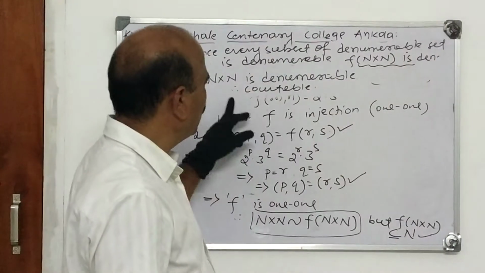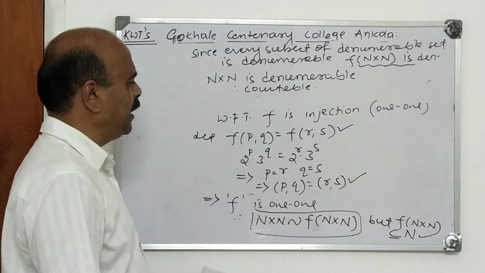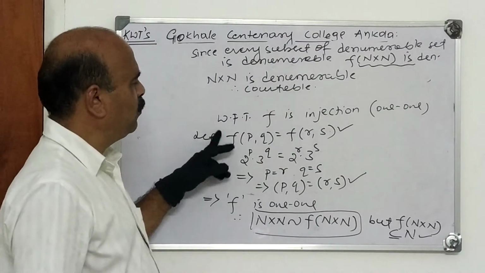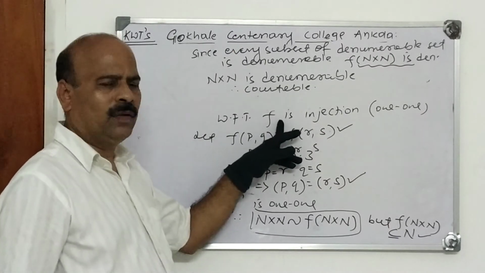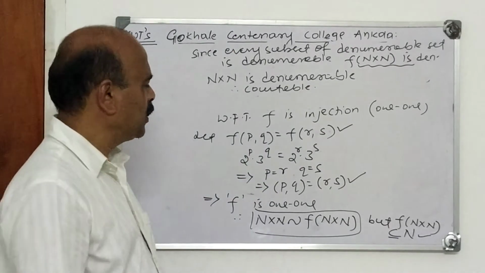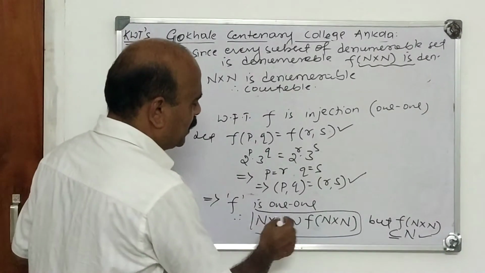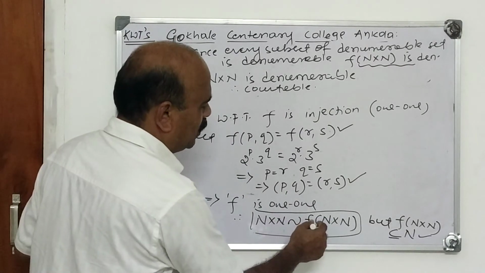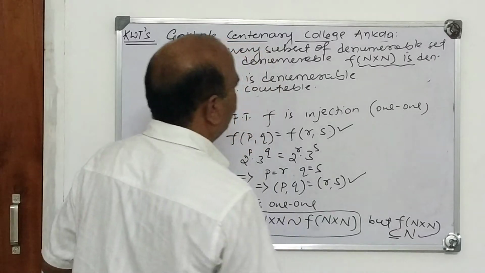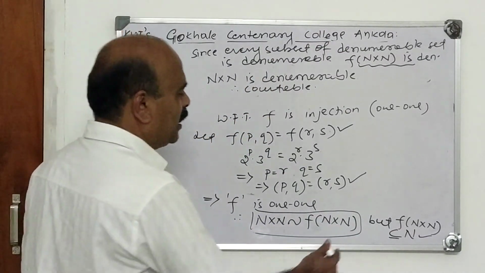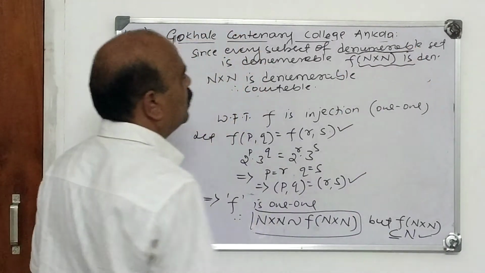So N cross N is countable. The main idea is this: we have defined a function from N cross N to N, and it is 1-1. If a function f from A to B is 1-1, then A is equivalent to f of A. N cross N is equivalent to f of N cross N. But f of N cross N is a subset of N, and this N is countable. N is denumerable, or you can write countable here.